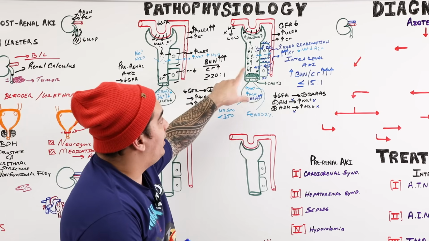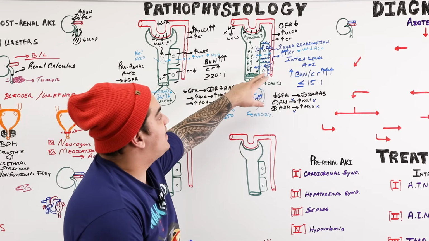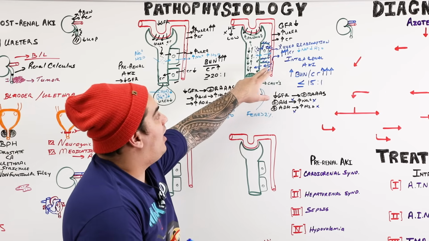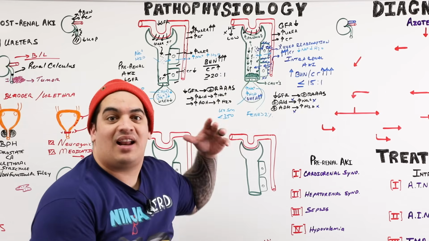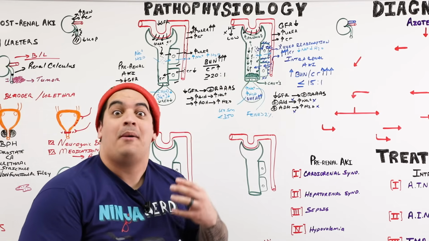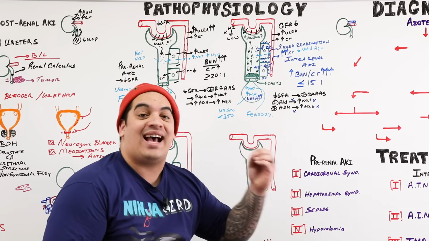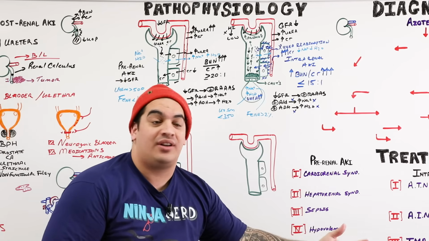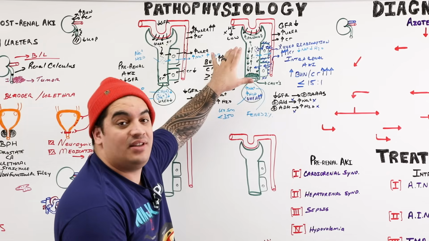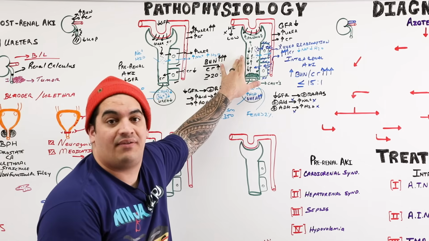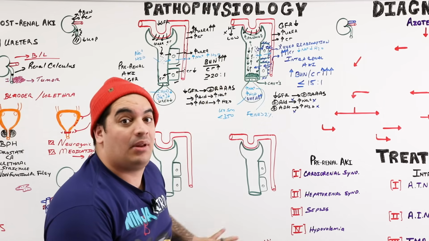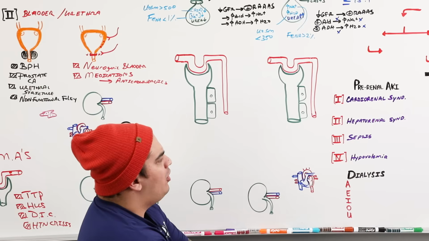Intra-renal AKI really affects not only the excretion of creatinine, but also a lot of the processes of sodium reabsorption, potassium excretion, acid excretion, and drug excretion. So this one can really have some significant deleterious effects, leading to a lot of complications that we'll talk about below. All right, so post-renal AKI.